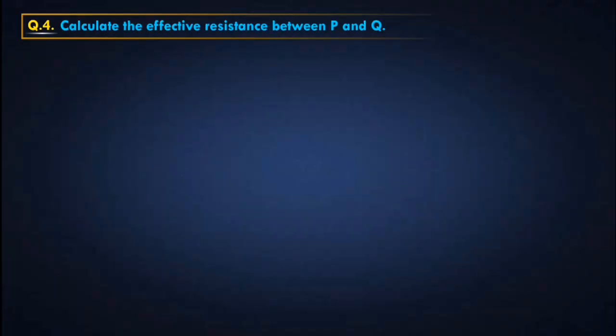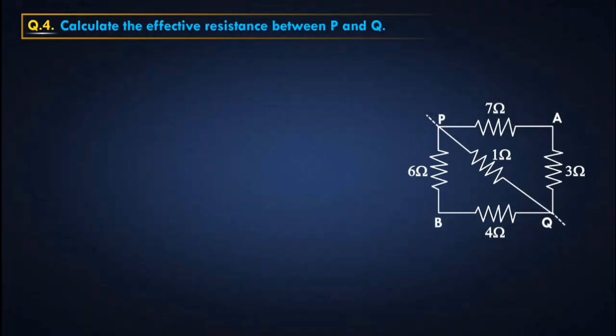Now proceed to question number 4. Calculate the effective resistance between P and Q. So it is P and Q effective resistance we have to find. Okay, now see here. Resistance PAQ. So we can find the total resistance of PAQ, right? As we can see here, they are connected in series.